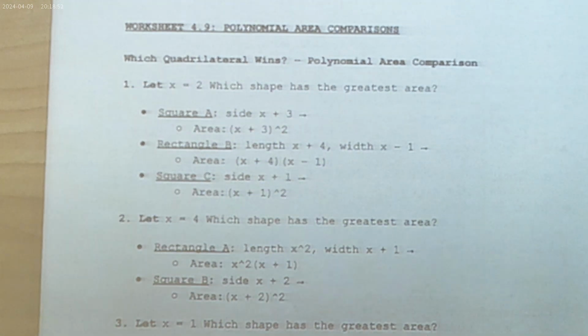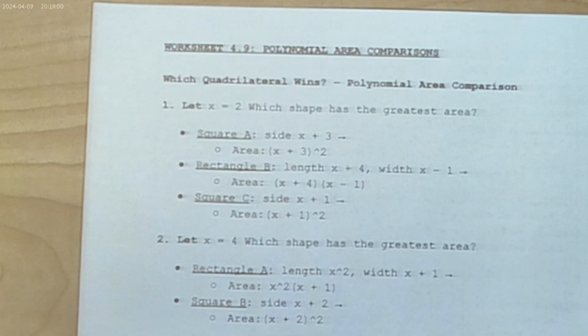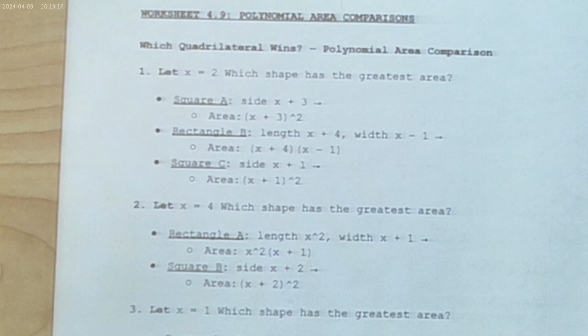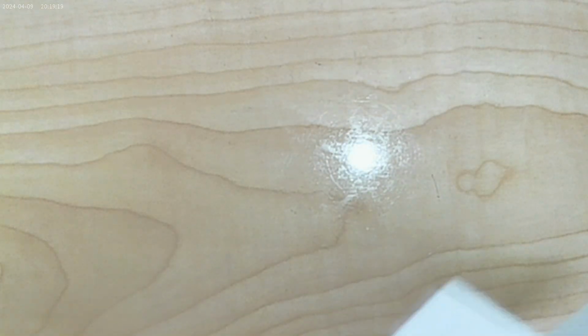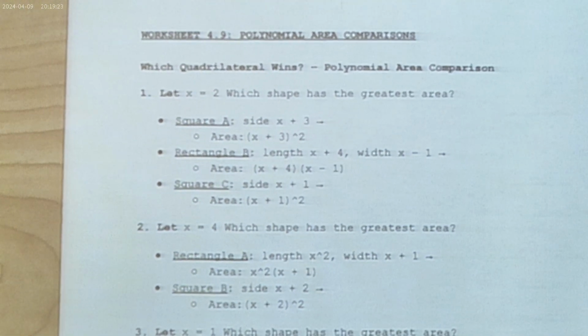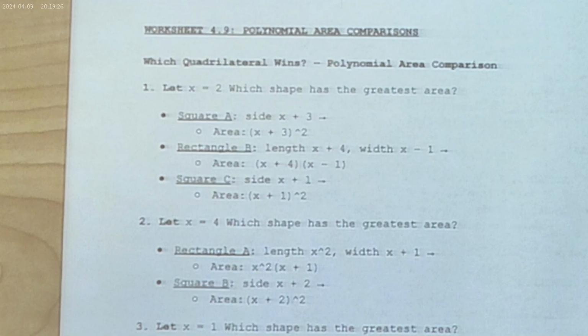Alrighty, so with this one, I decided to try something a little bit different. We're going to do polynomial area comparisons. It sounds a little simplistic, a little basic, but let's just give it a try. The idea is that based on the information we have, let x equal 2, which shape has the greater area?